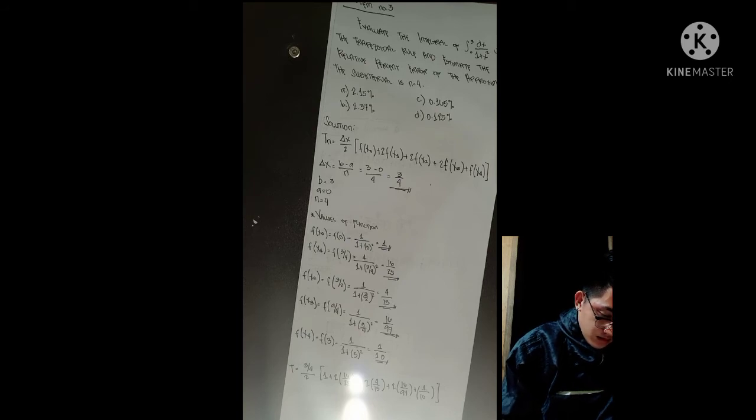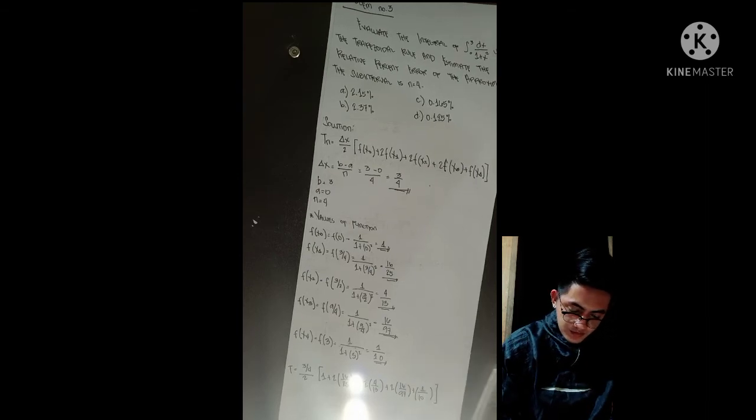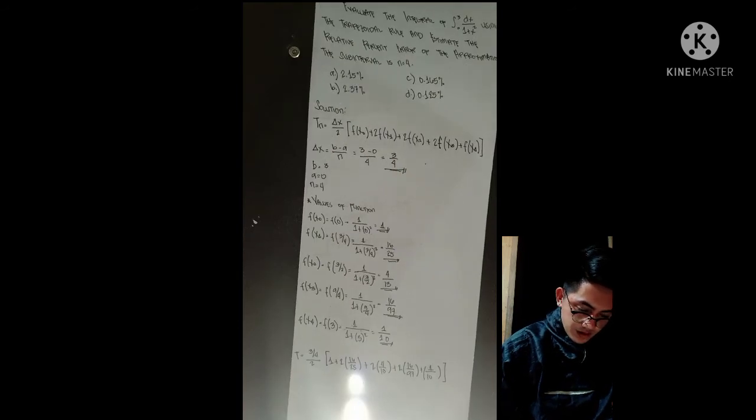Three-fourth over 2 times 1 plus 2 times 16 over 25 plus 2 times 4 over 13 plus 2 times 16 over 97 plus 1 over 10.